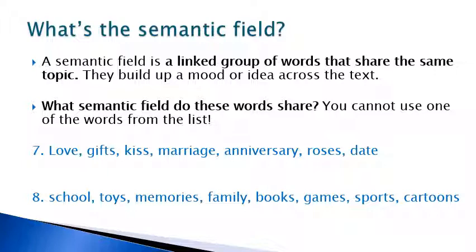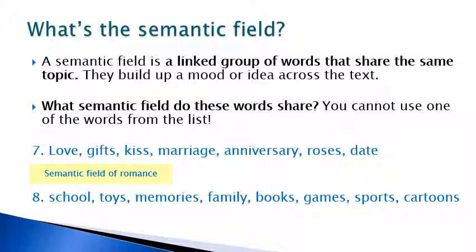What semantic field do these words share? You cannot use one of the words from the list. So for instance, you can't say a semantic field of love because the word love is already in the list. So what might your semantic field be? A semantic field of something. So in a group of words like love, gifts, kiss, marriage, anniversary, roses, and date, have a think. What topic connects those words? A semantic field of what? And if you put something like a semantic field of romance or a semantic field of courtship or a semantic field of relationships, then yeah, absolutely that would work.